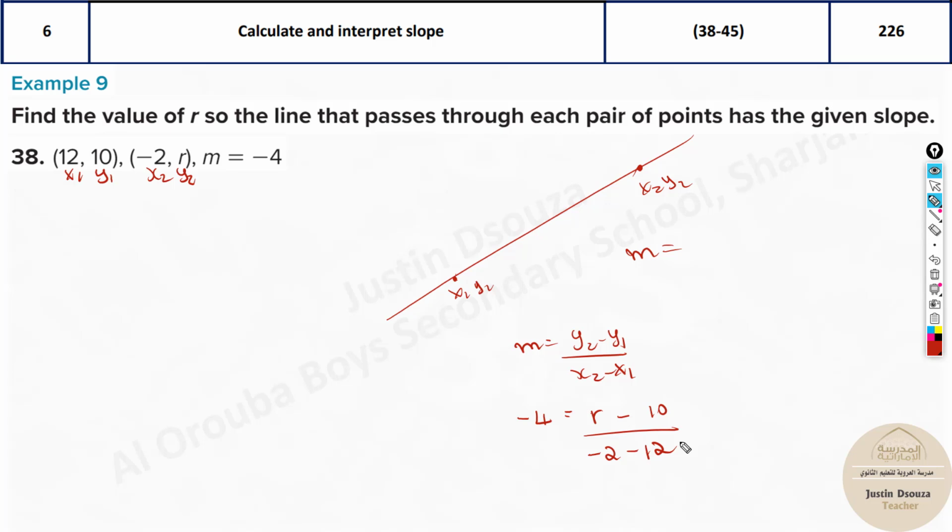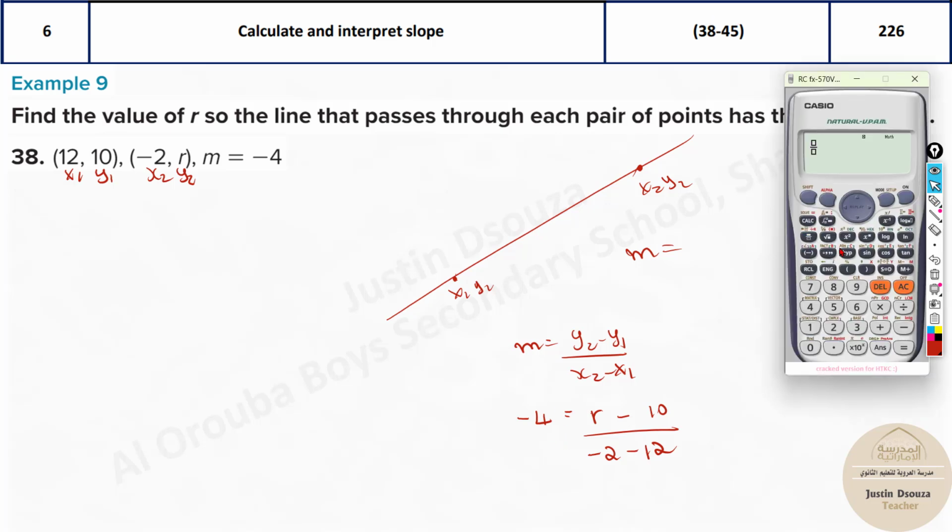Now since this is in question number 6, part 1, we can use our calculators. I will tell you how to do it in the calculator and then manually solve it as well. Let's take out your calculators. Here what you do is type this minus 4 equals, by alpha and calc, and this r is the unknown value, which is alpha x, minus 10 divided by minus 2 minus 12, and that's it. You can't press equal to, sorry, it'll be a syntax error. You need to press shift solve equal to, and this is the answer. That's 66. Now let's do it manually.